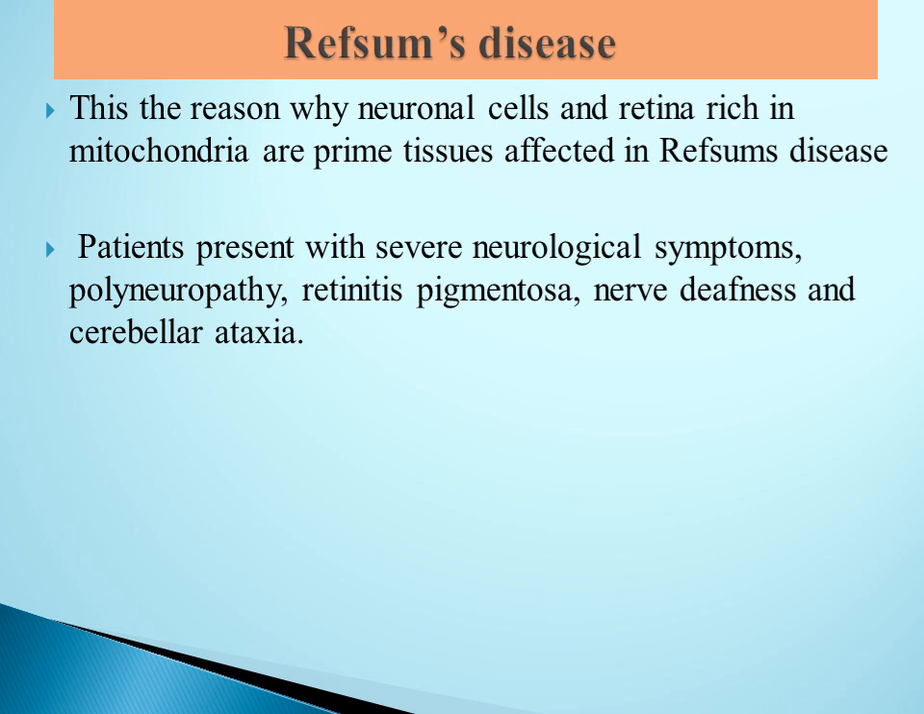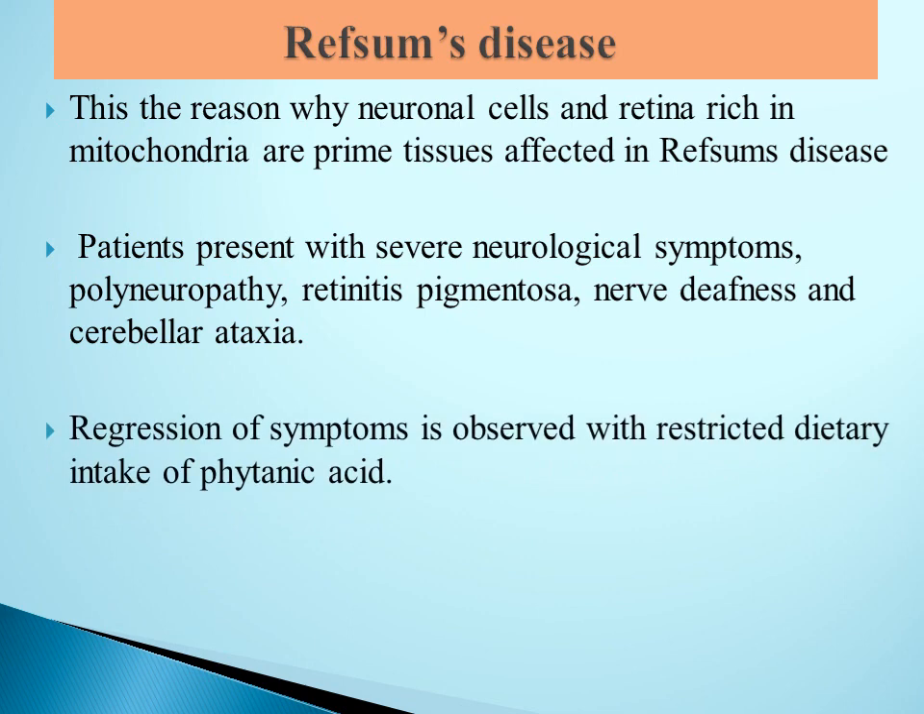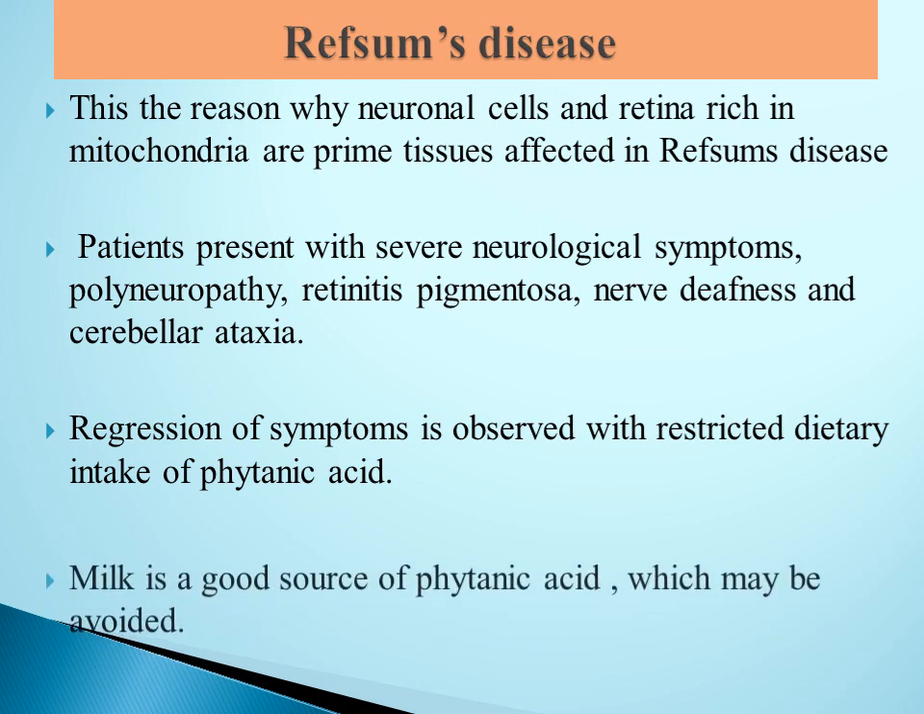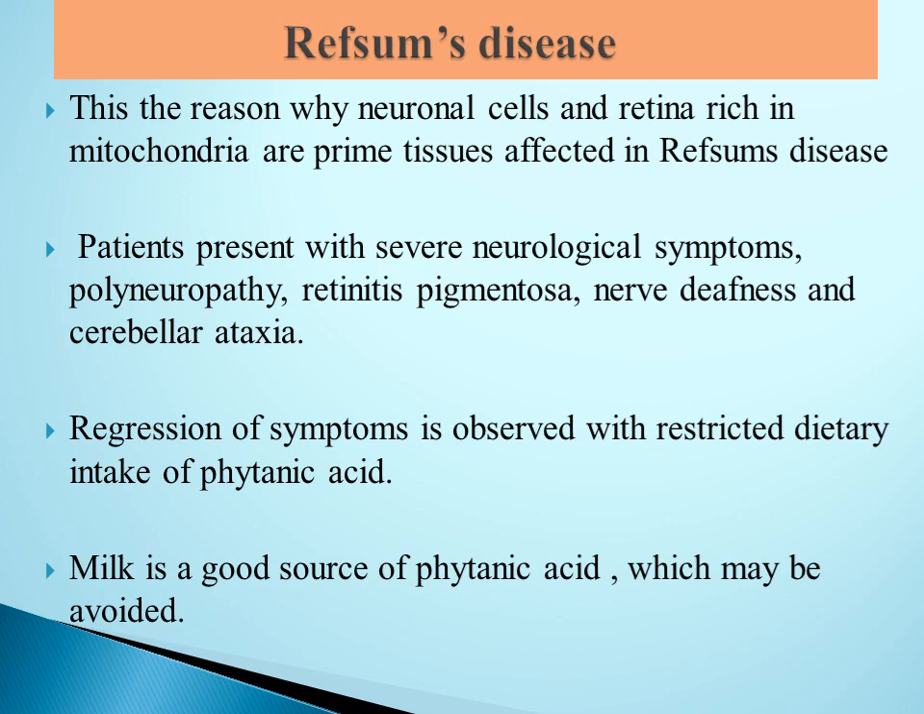The patients present with severe neurological symptoms like polyneuropathy, retinitis pigmentosa, nerve deafness and cerebellar ataxia. Regression of symptoms is observed with restricted dietary intake of phytanic acid. And what is the source of phytanic acid? Milk. Milk is a good source of phytanic acid and it should be avoided.